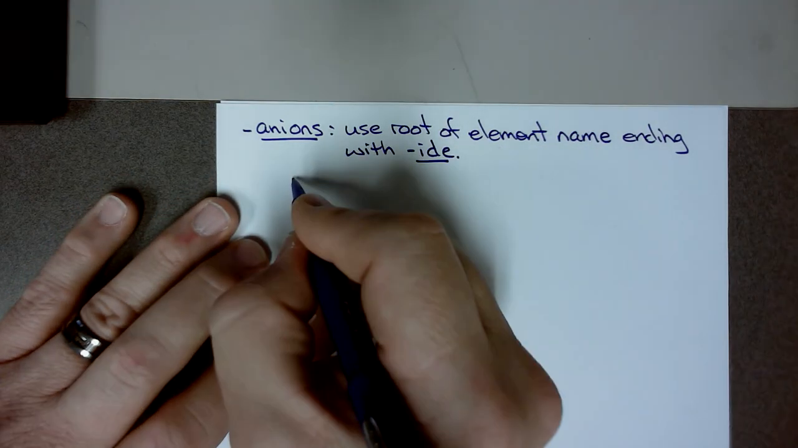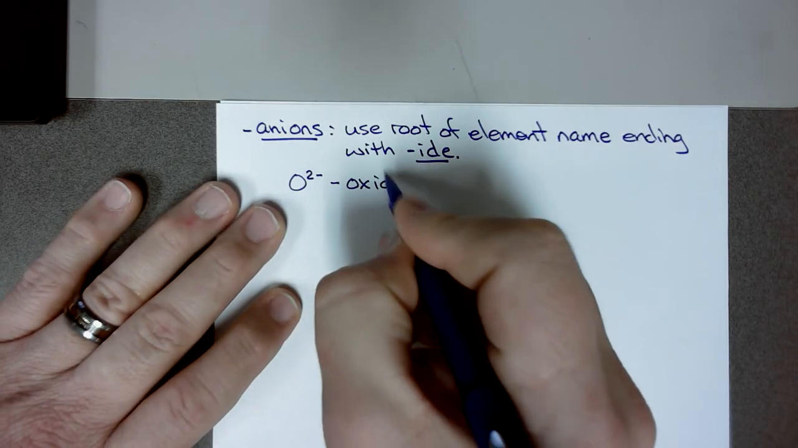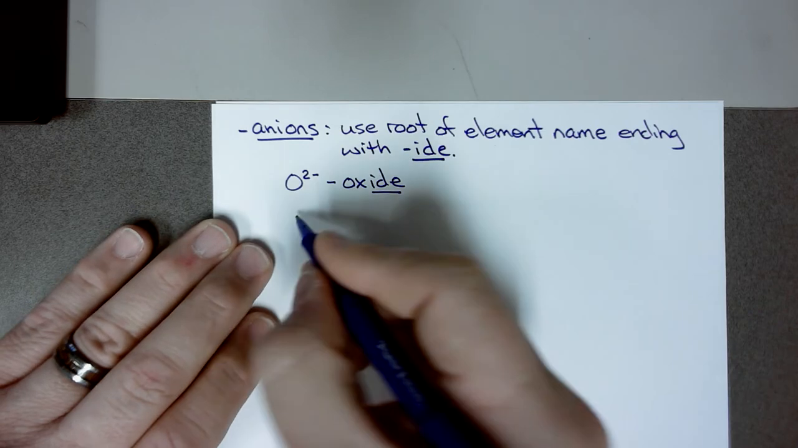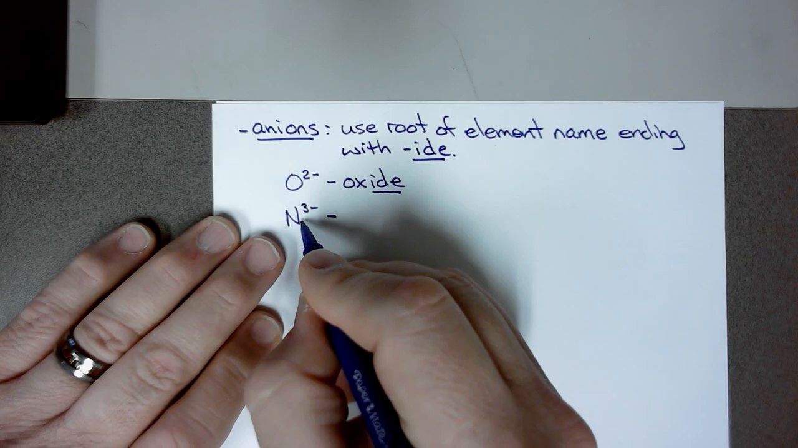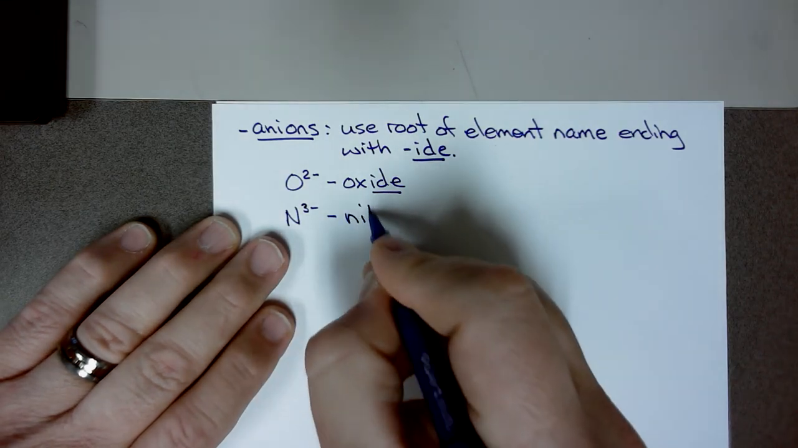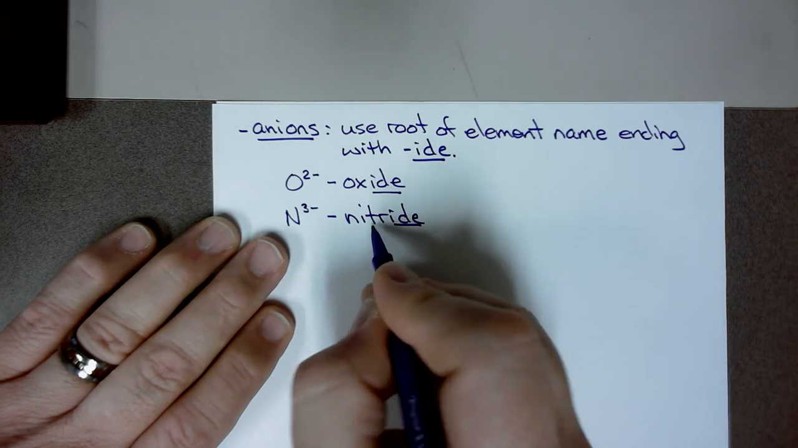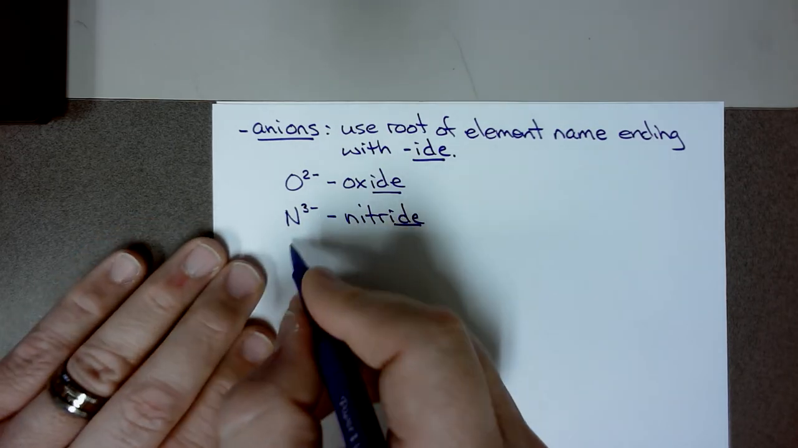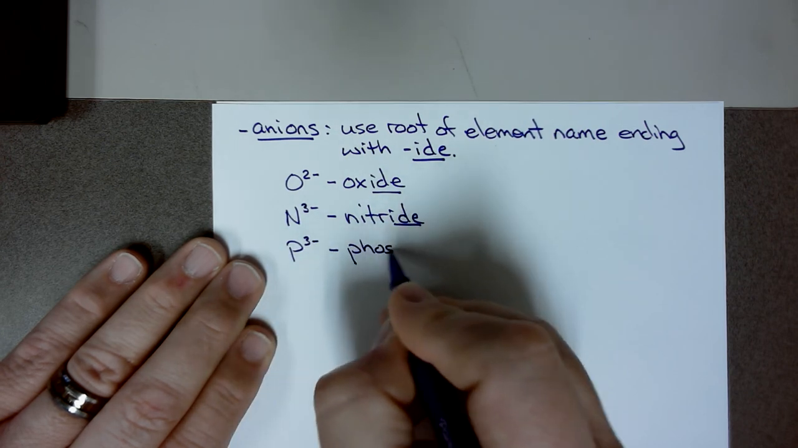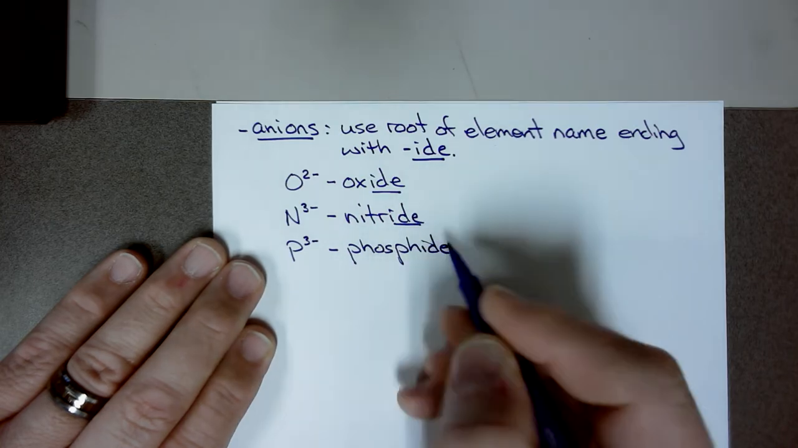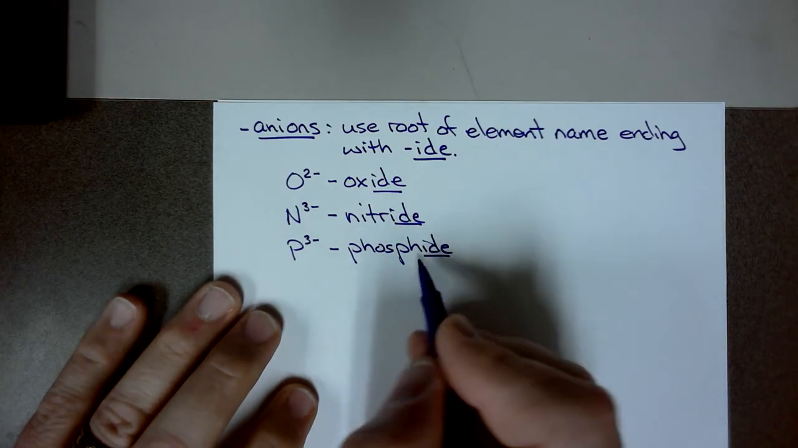So I have oxygen 2-, so the root would be ox, so that would be oxide. I end it in ide. Or if I have N3-, that would be nitrogen, or nitride. Nitride, this is the root, ide. Or if I have P3-, that's phosphide. Now in these cases, you don't say nitrogenide or phosphoride, you just say nitride, phosphide.